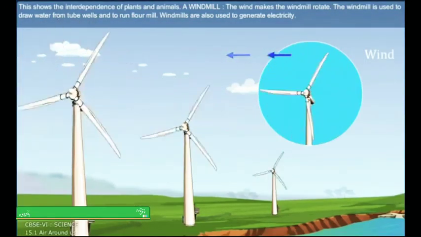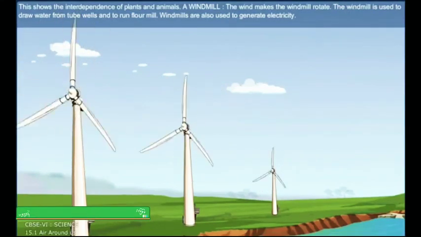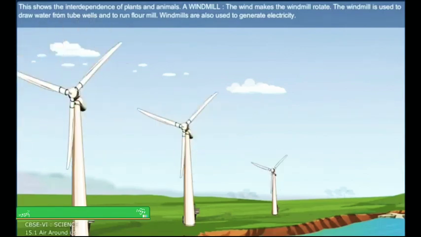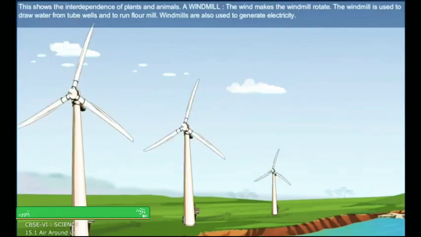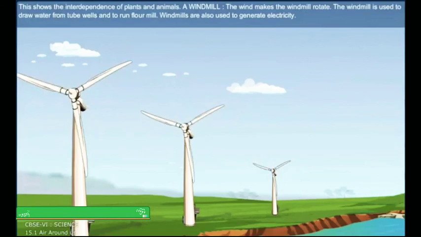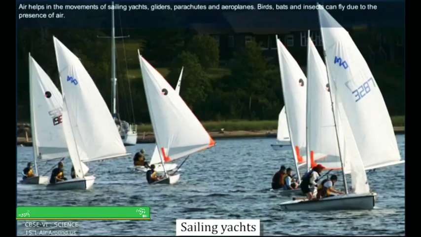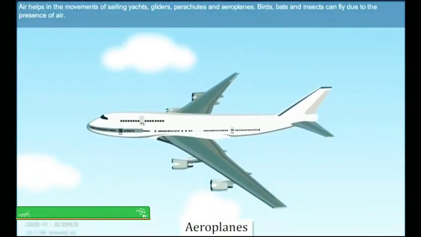A windmill. The wind makes a windmill rotate. The windmill is used to draw water from tube wells and run flour mills. Windmills are also used to generate electricity. Air also helps in the movement of sailing yachts, gliders, parachutes and aeroplanes. Birds, bats and insects can fly due to the presence of air.